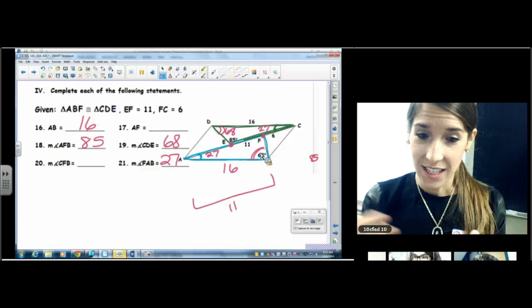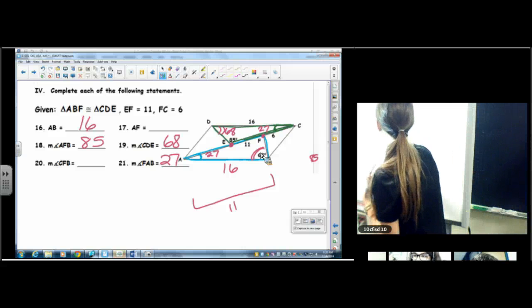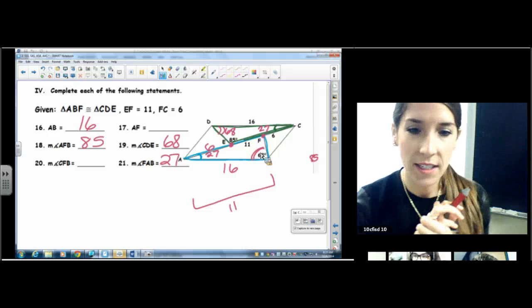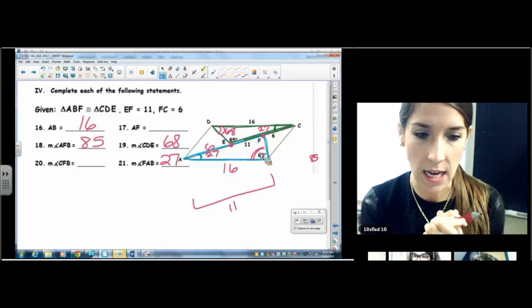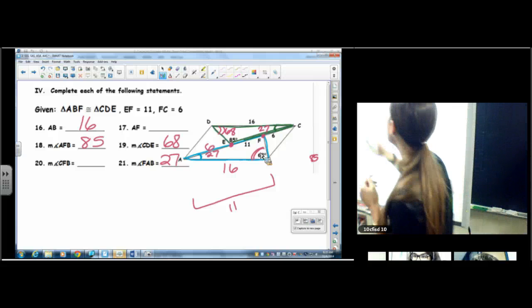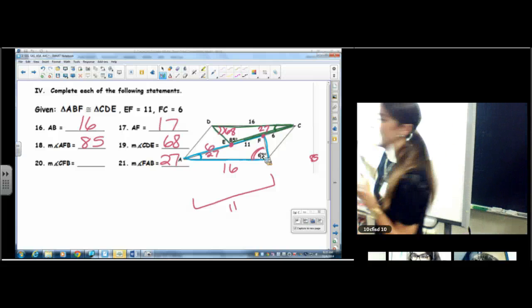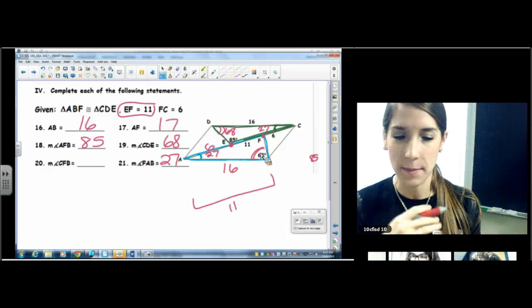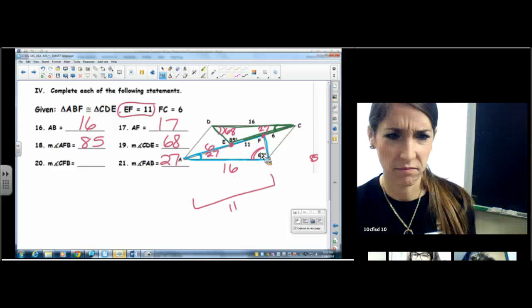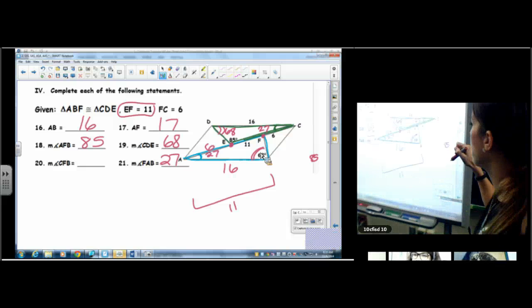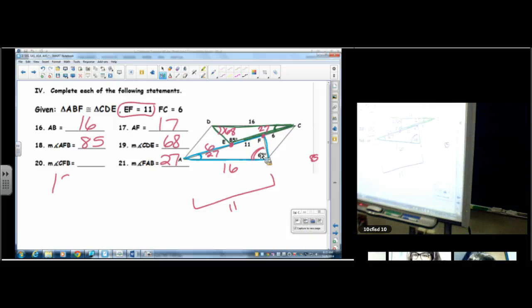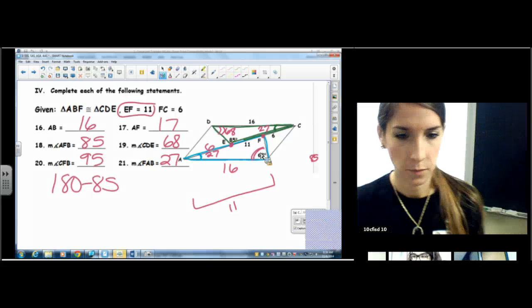FC is 6. Since these triangles are congruent, don't you agree that AE is also 6? Hopefully. And so therefore AF would be 17. Oh, and it did say it, and I didn't read the directions. But that comes up a lot, and students ask me that all the time, so now we're clear. Oh, the last one is CFB, and that's just a linear pair with 85, right? Are we okay with that one?